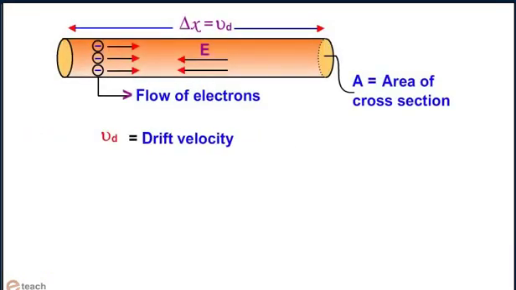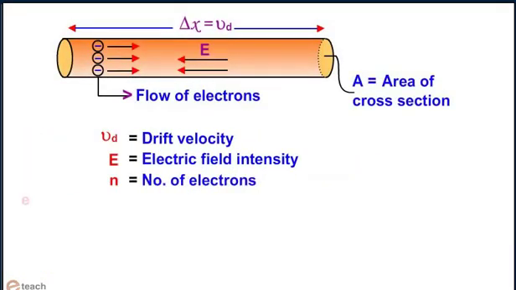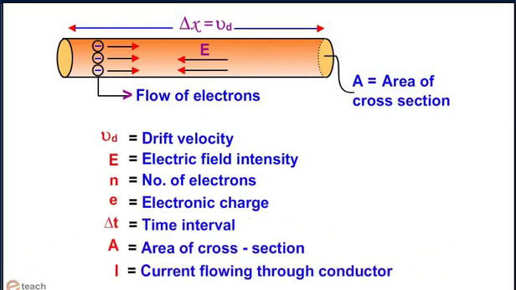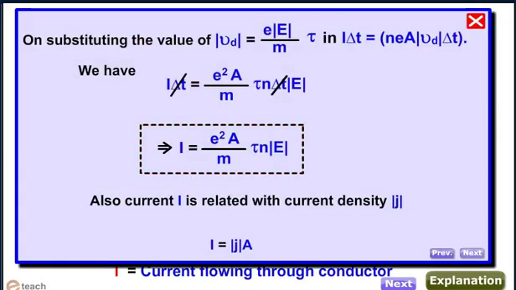When electric field is applied across the ends of the conductor, electron starts drifting with drift velocity. On substituting the value of the drift velocity in the equation and cancelling out the common terms, we get the following result. Also, current I is related with the current density J as shown.